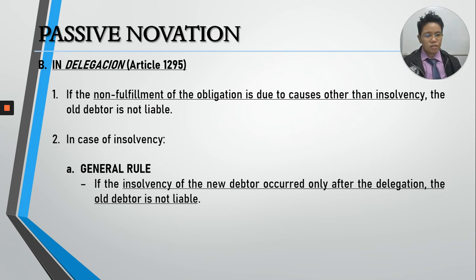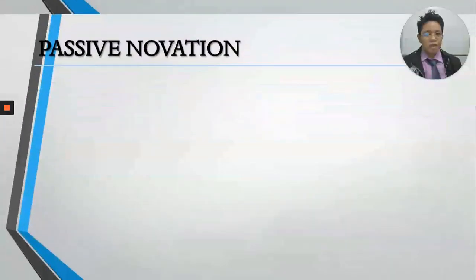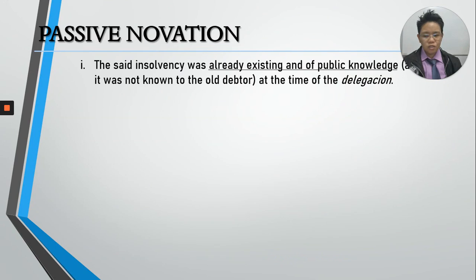So, nagkaroon ng delegation. Remember, consent creditor, consent old debtor, consent new debtor. Tapos bigla naging insolvent yung new debtor. So remember, old debtor will not be liable. What else? Exceptions to the general rule. So remember, pagka sinabi kong exceptions, old debtor will be liable. In case of number 1, insolvency was already existing and of public knowledge, although it may be unknown to the old debtor at the time of delegation.